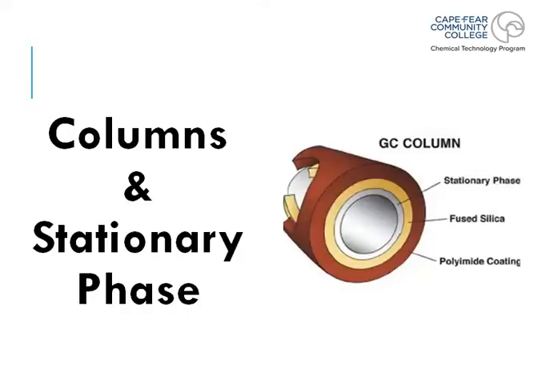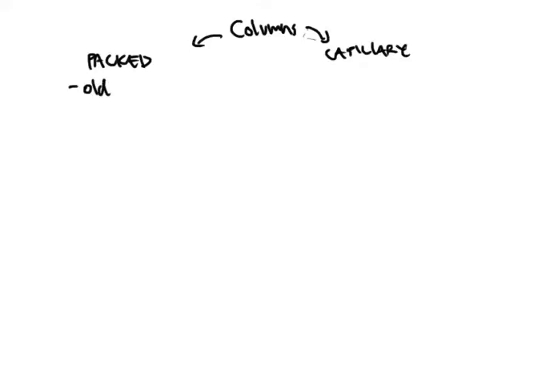Okay, so the very first thing, we've already talked about it over and over, is that there's two major types of columns that we would see on the GC system. The first one is what we would call packed, and the second one is what we would call capillary. Packed is the old school one that used to be used, and capillary is the most common one that's still out there in today's environment that continues to get used. And honestly, it probably will not go away for quite some time.